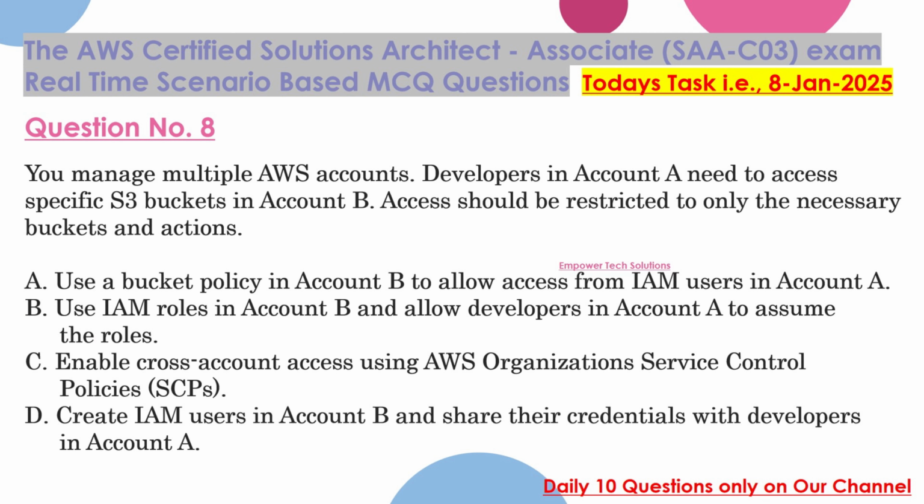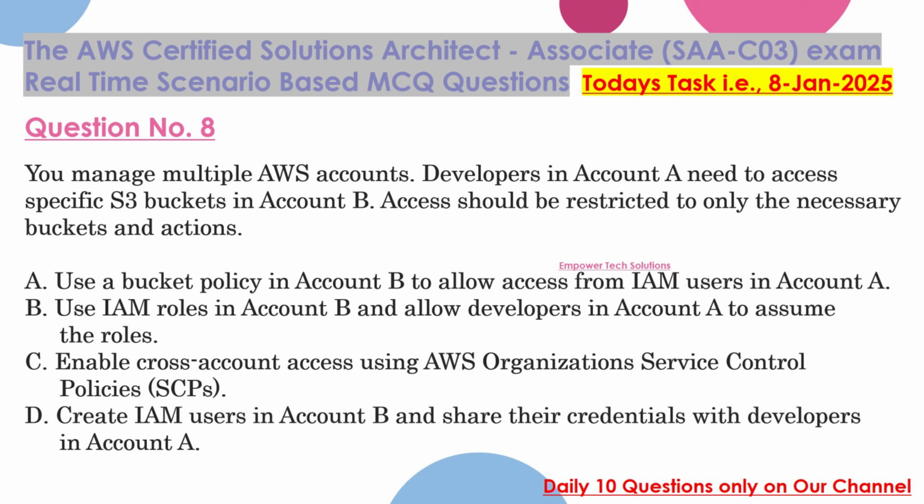You manage multiple AWS accounts. Developers in account A need to access specific S3 buckets in account B. Access should be restricted to only the necessary buckets and actions. A. Use a bucket policy in account B to allow access from IAM users in account A.